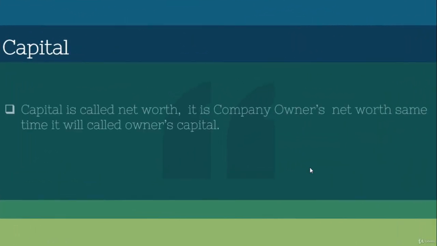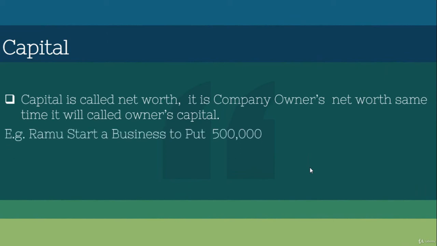Then capital. What is capital? Capital is what we call the net worth. It's the company owner's net worth, and at the same time it is called the owner's capital. For example, it's for those who start a business. Say I have a bookshop and I invest 500,000. This 500,000 is called the capital.